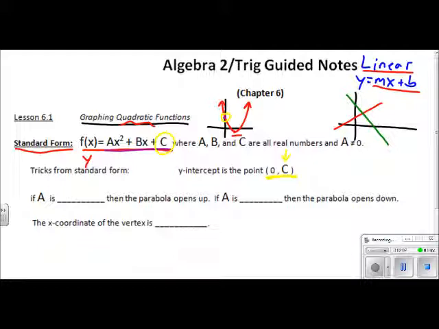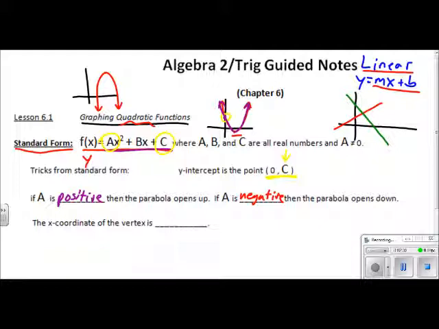Also, this a that we have out in front here, if a is positive, then it opens up like this one does. If a were not positive, if a were negative, then it opened down. It would look something like this. This is a parabola. This case would be where a is negative.